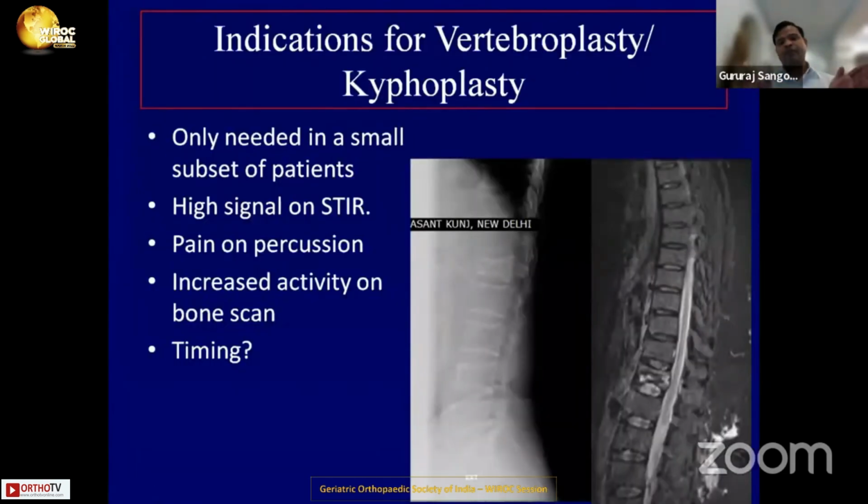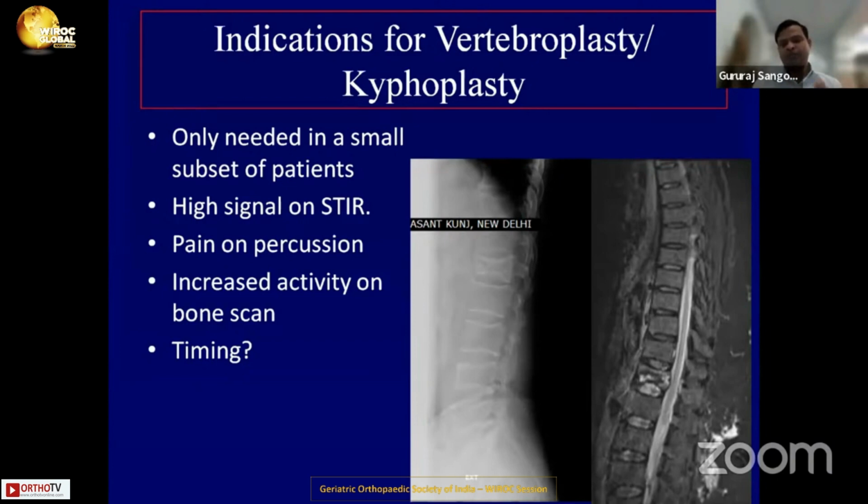So let's go to one of the most common procedures we do, that is vertebroplasty or kyphoplasty. It is for a subset of patients. After the advent of teriparatide, it has become less and less common that we do these procedures. You have to select the patients very, very carefully. You have to see a high signal intensity on STIR images on MRI, pain on percussion at the particular area, and increased activity if at all you do a bone scan.